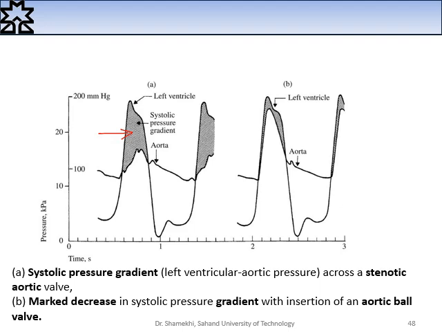As you can see, we have a marked decrease in systolic pressure gradient. Gradient means this hatched region, the difference between the ventricular and aortic pressure.